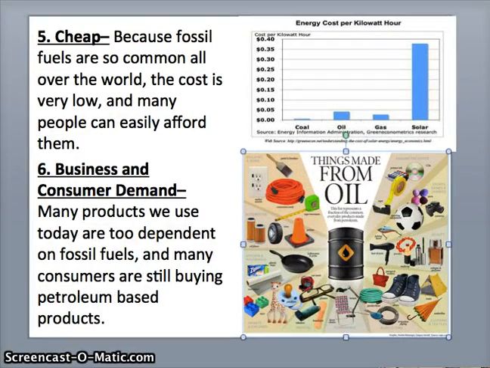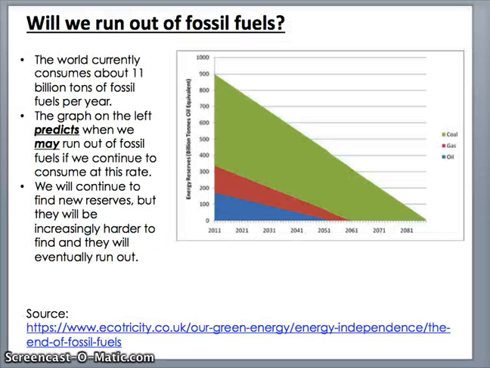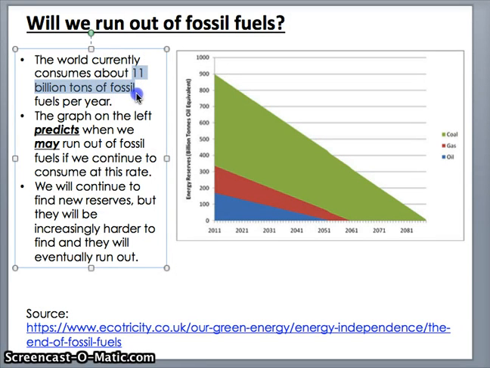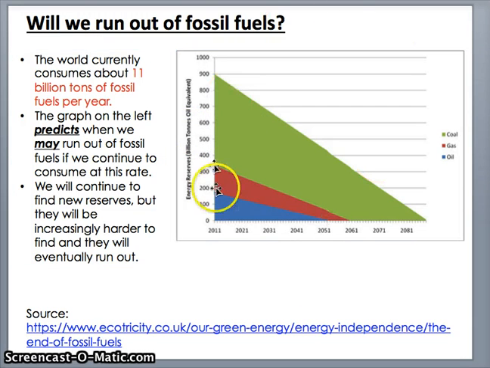Okay, let's keep going. There's a big question where people are concerned if we are ever going to run out of fossil fuels. There's no clear answer as to when that will actually happen. There are only predictions. However, we do know that we consume about 11 billion tons of fossil fuels per year, the whole world. Based on that consumption rate, there's a graph right here that predicts, if we continue to consume at that rate, when coal, gas, and oil will run out.